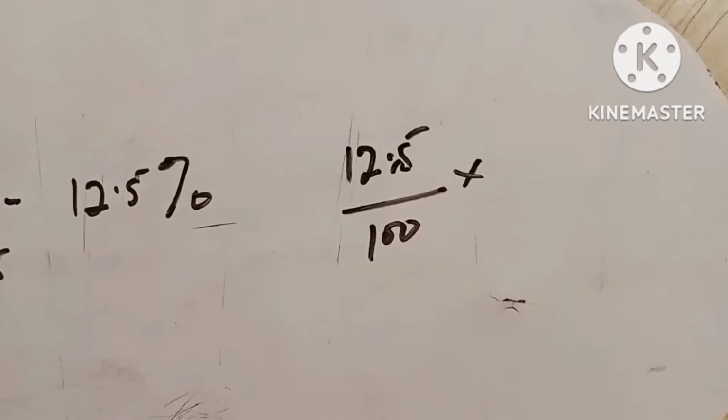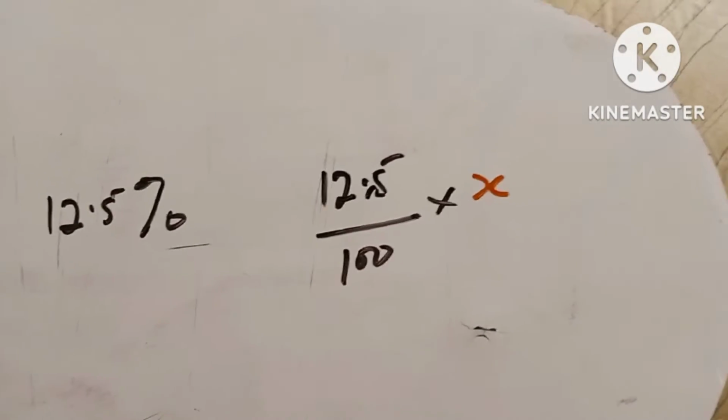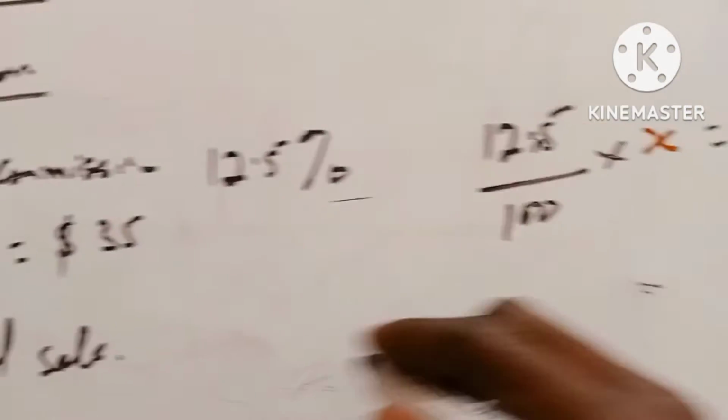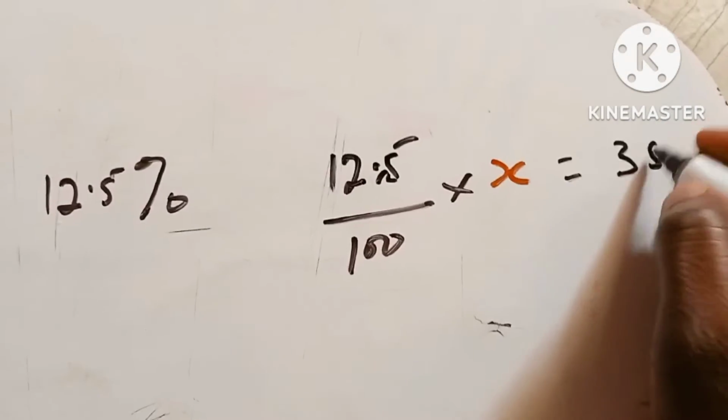So the total here, you need to name that, right? So let x be the total. Is that okay? Okay, perfect. Now that is going to be equal to the commission, which in this case is $35. So we have an amount of $35.